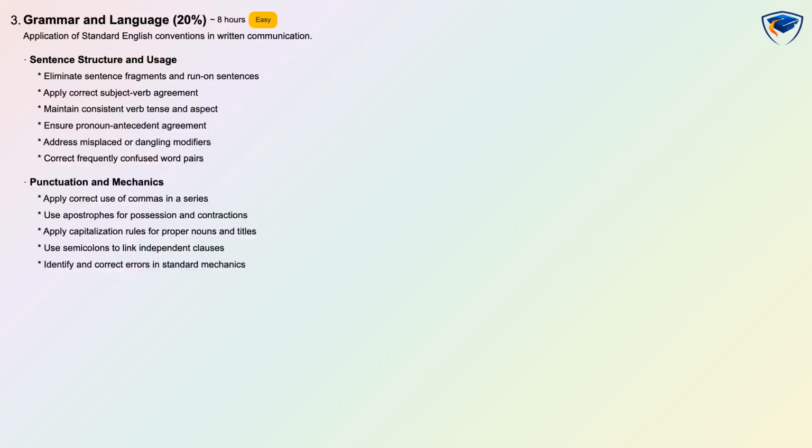You will learn to identify and fix misplaced or dangling modifiers, correct frequently confused word pairs, and apply punctuation and mechanics such as commas in a series, apostrophes for possession and contractions, capitalization rules, and the use of semicolons to link independent clauses. Mastery of these mechanics will make your arguments clearer and your evidence-based writing more professional.